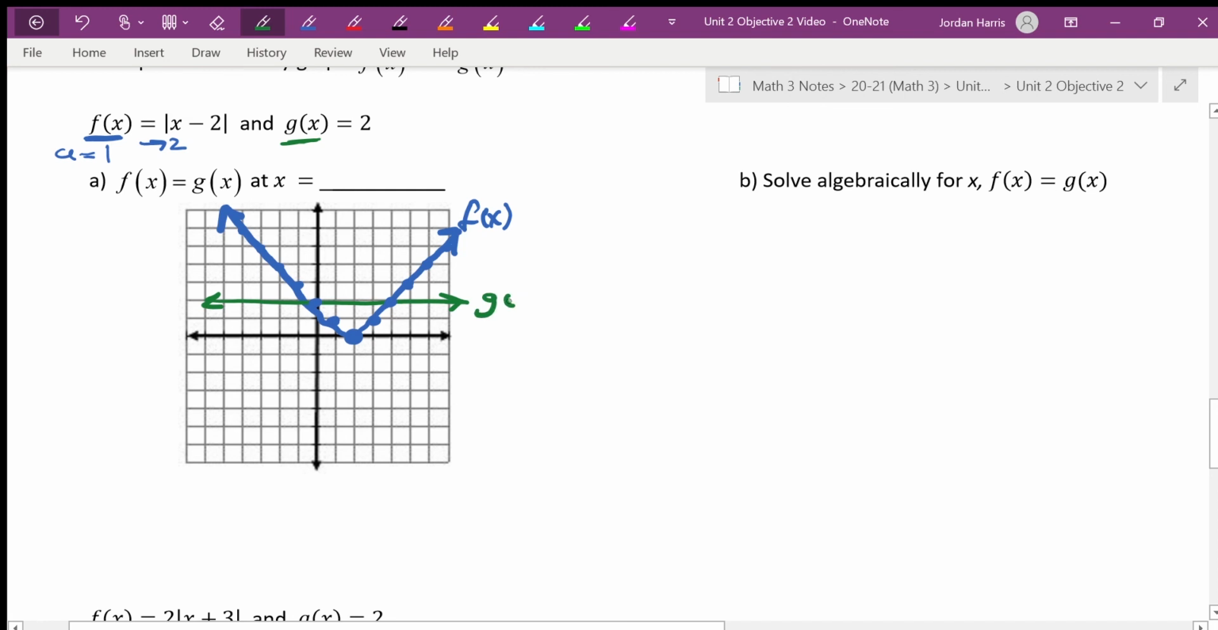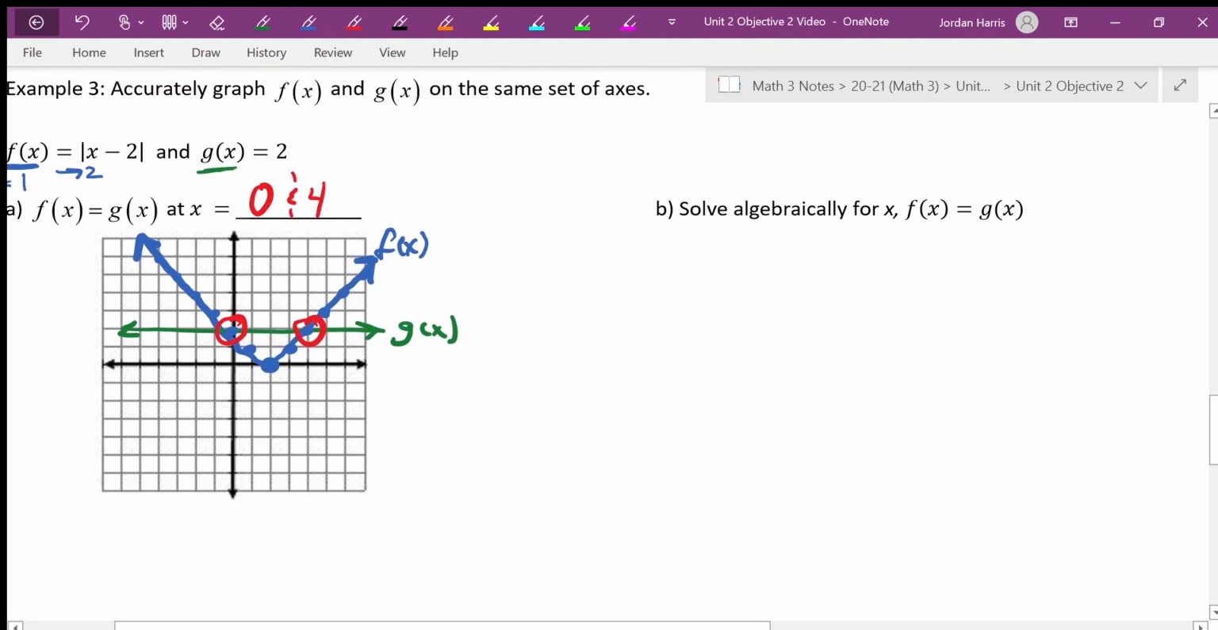That's g of x. Okay, so where are they equal? That is where they intersect. And you have to be able to tell not just where they intersect, but what x values. Our solutions are always x values. So we intersect there and there. That is an x value of 0 and 4. So we just solved it graphically. We're using the graph where they intersect.